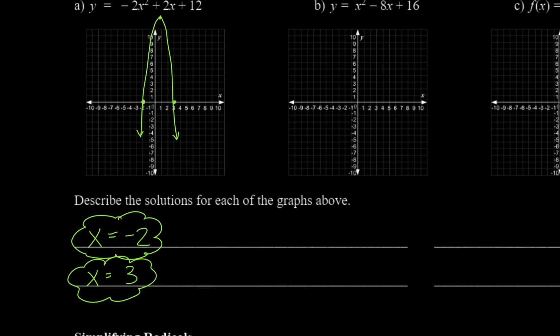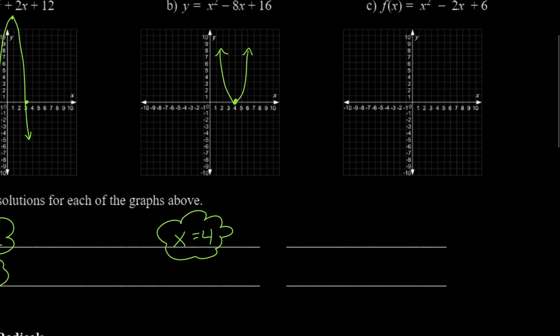What about the second graph? What did we notice about those solutions? How many solutions were there? Just one at 4, 0. We had one solution at 4, 0. So x equals 4. And what about this one? How many solutions did we have here? Where was the vertex? 2, 5. Okay. Good.